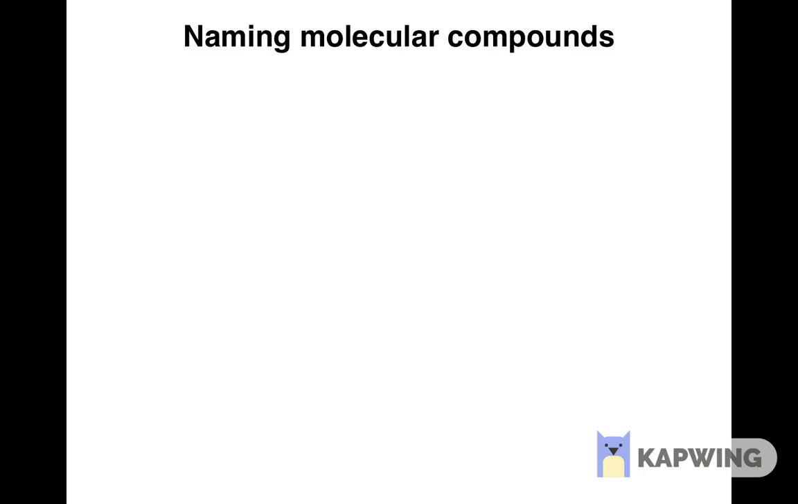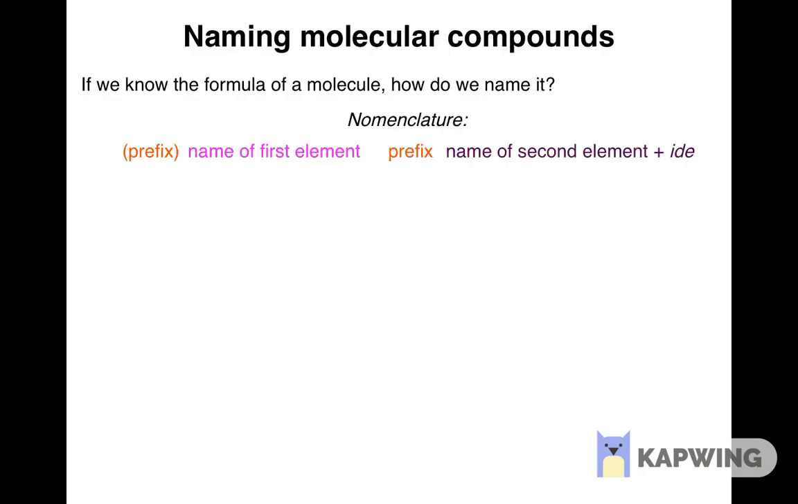The rules for naming binary molecular compounds, that is, compounds that are composed of atoms of two chemical elements, are the simplest. The name of such compounds has the following structure: a prefix that indicates the number of atoms of the first element in the molecule, followed by the name of the first element, followed by a prefix that indicates the number of atoms of the second element in the molecule, followed by the name of the second element with the ending of its name changed to "-ide".